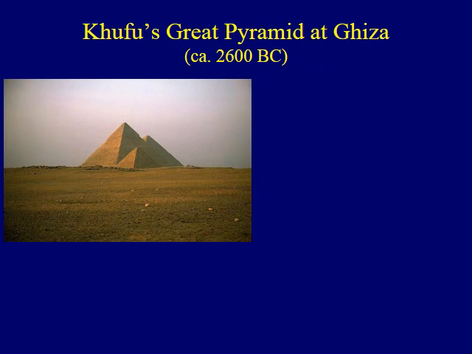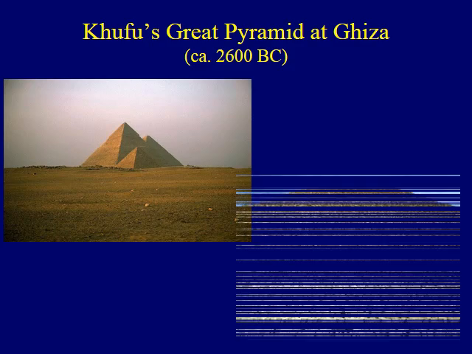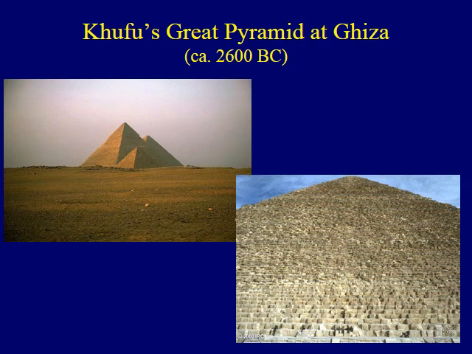Now the image you see here would be the Great Pyramid at Giza. It was built by the pharaoh Khufu. It's from about 2600 BC. Not only is the Great Pyramid there, but there are 2 others. It's kind of hard to see the third one. The close-up here shows the Great Pyramid and many of those limestone blocks that were brought in to form the basis of the pyramid itself.